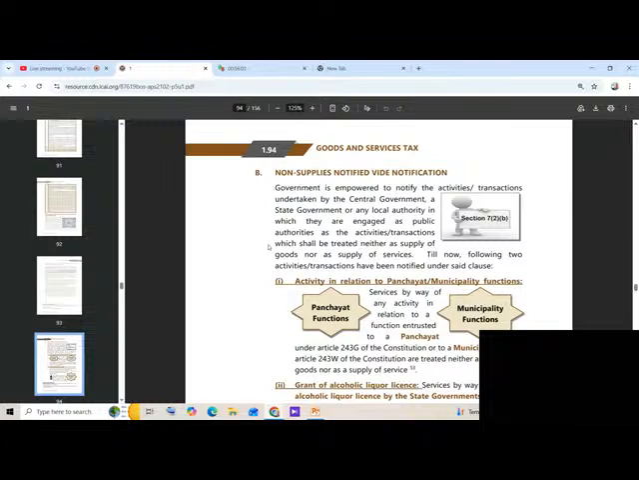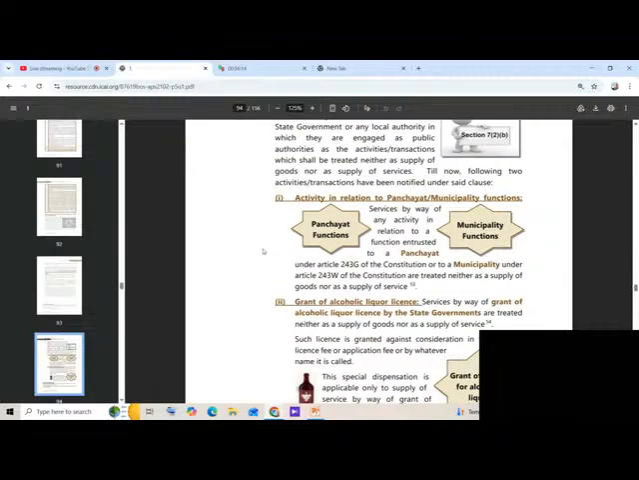Non-supply is notified via notification. Government is empowered to notify the activities or transactions undertaken by the central government or state government or any local authority in which they are engaged as public authorities as the activities or transactions which shall be treated neither as supply of goods nor as supply of services.